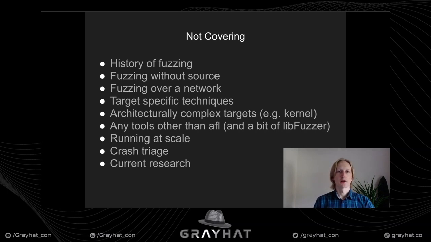We are not going to be looking at specific techniques that are highly focused on individual targets. You can obviously get good results by tailoring your approach to fuzzing in a deep way to your target, but we're going to be looking at generic mechanisms that will work across a broad range of targets. To that end, we're also going to stick to AFL, which is a generic fuzzer for fuzzing a lot of different targets, and a little bit of libFuzzer as well. And I'll explain why we've picked that in a bit.